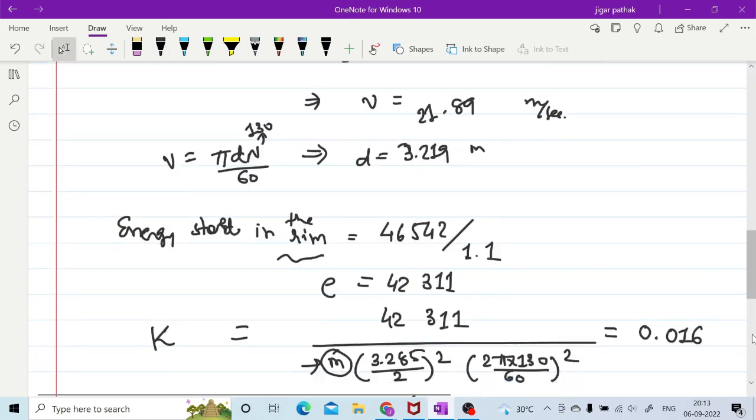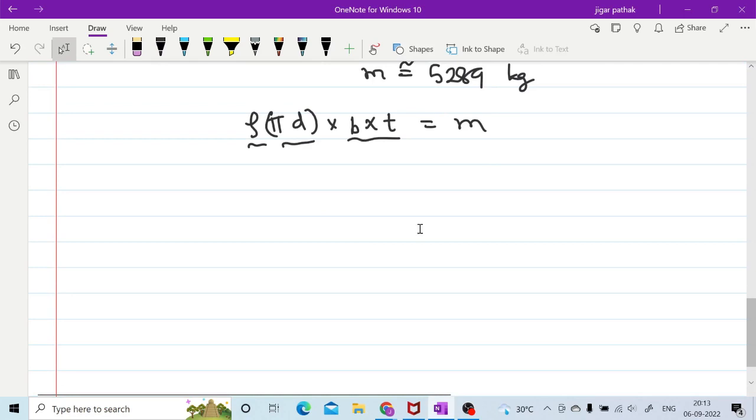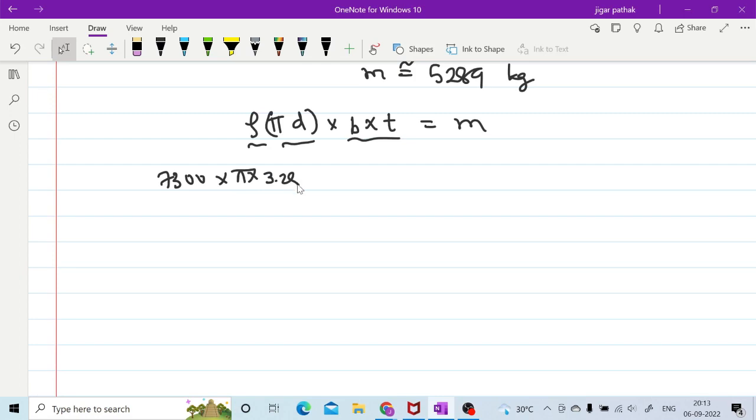So here, if you write all the data with you, 7300 into pi into D, which is given as 3.285, into 3t, because width is 3 times thickness, into t is equal to 5289. So you can solve it for t. Can you tell me what is t?